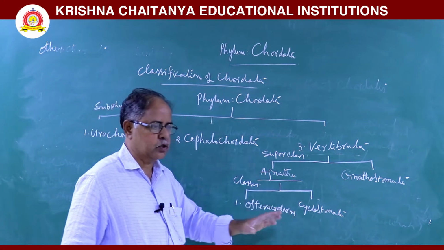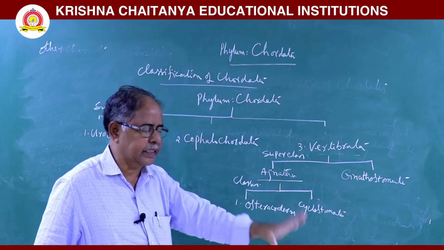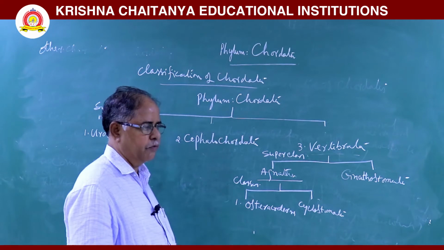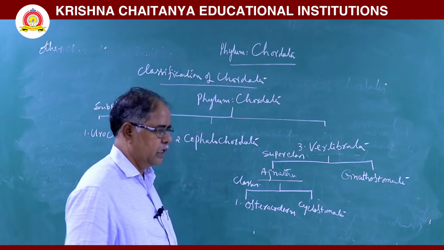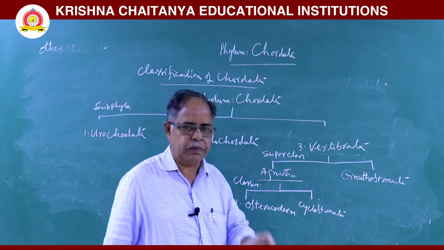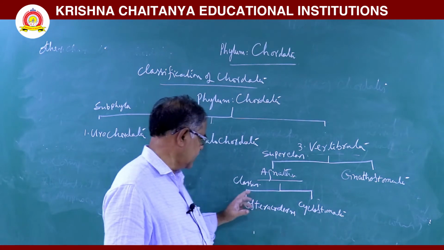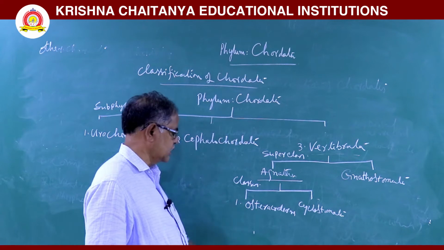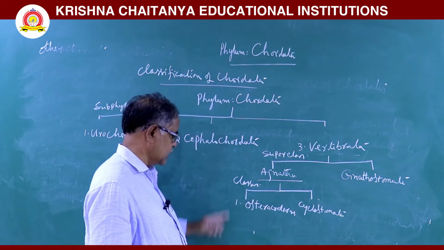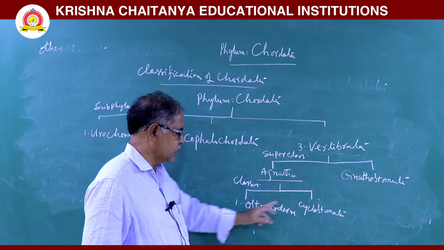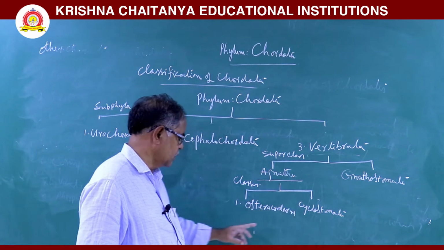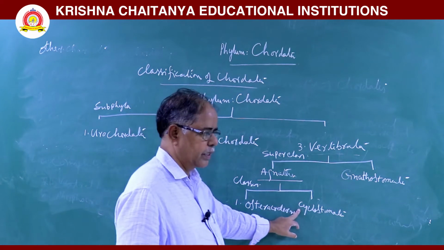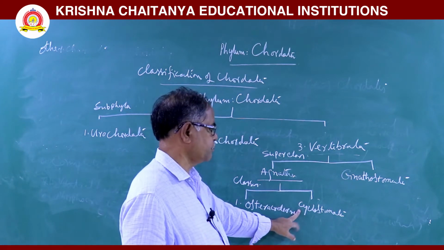Next, cyclostomes are extant agnathans. Extinct means they are no more. Only fossils are available. Extant means present, living. So here, superclass Agnatha is further classified into 2 classes. One is Ostracodermi, second one is Cyclostomata. Ostracoderms are extinct agnathans, cyclostomes are extant agnathans.